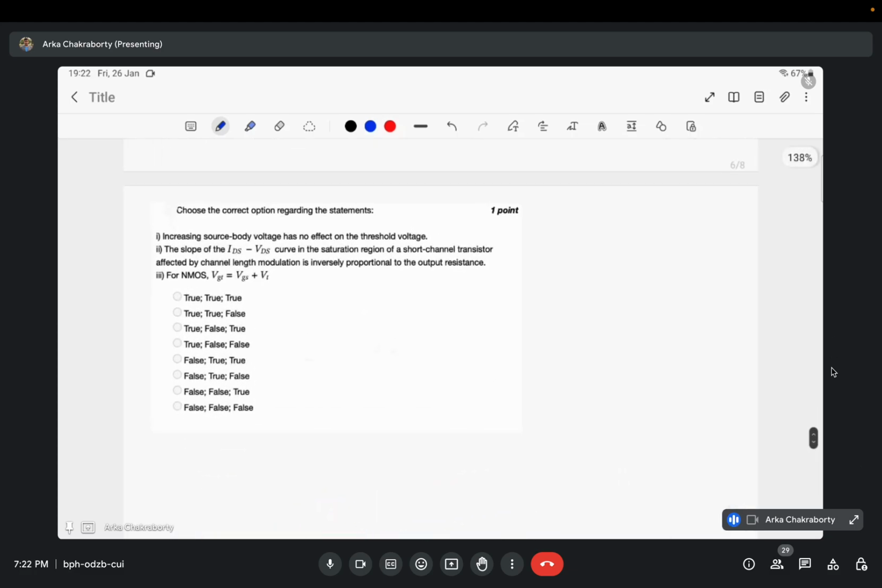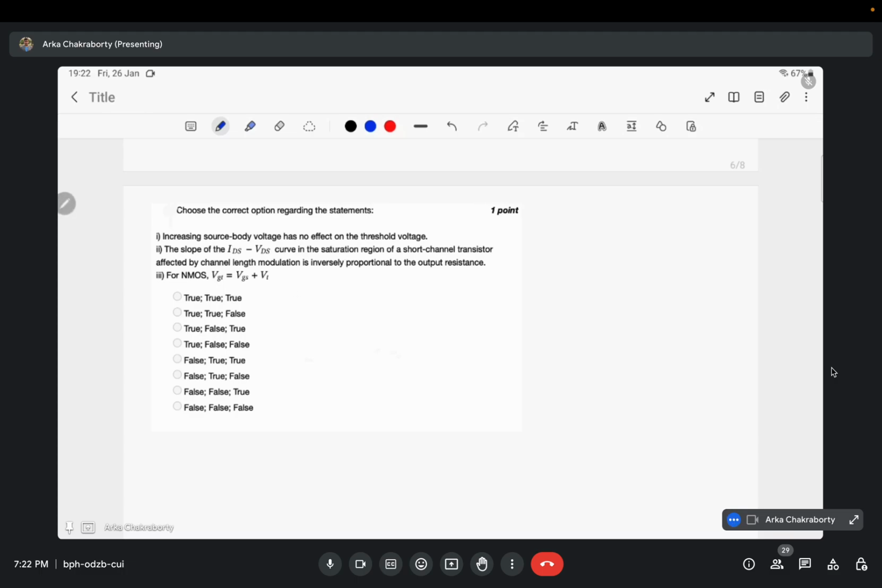Okay, increasing the source body voltage has no effect on the threshold voltage. Now I don't know whether you know or not, but there is something called body effect. If you change the source and body voltage, the threshold voltage of the transistor changes. If you go to the deep device physics of it, we'll understand why it changes. But for your simplicity, I will be giving you the equation for body effect.